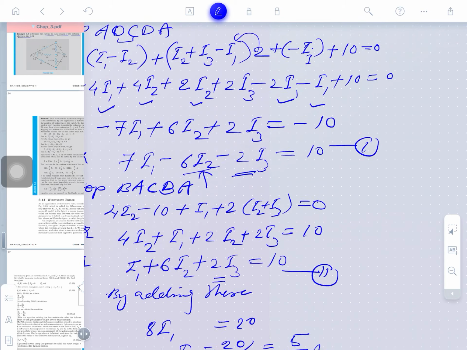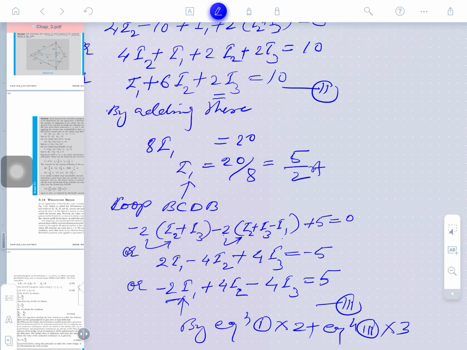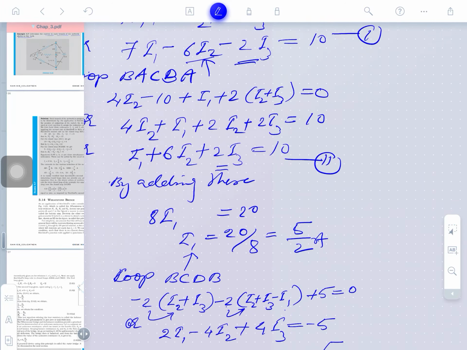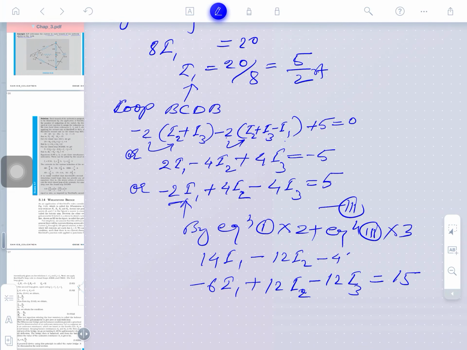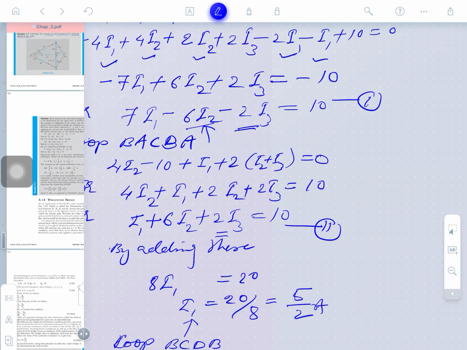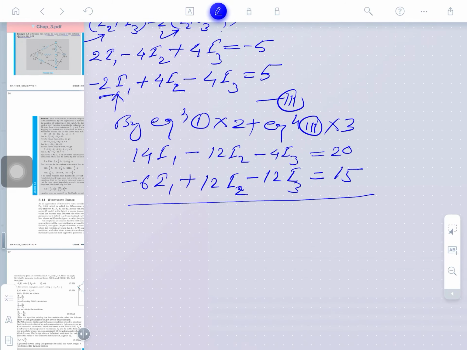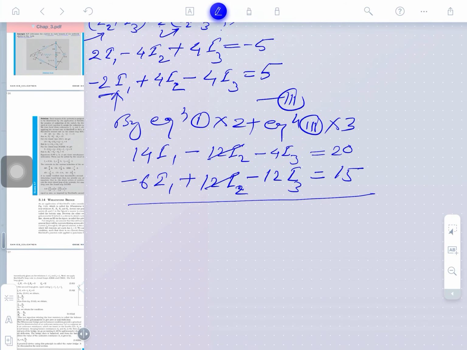And what is equation 1? We are multiplying by 2. 2 sevens are 14 I1 and 12 I2, and last is 2 twos are 4 I3, okay, and 10 is there, 2 tens are 20 also. So adding them, this cancels here, and here will be 8 times I1, and here minus 16 times I3, and the sum is 35.